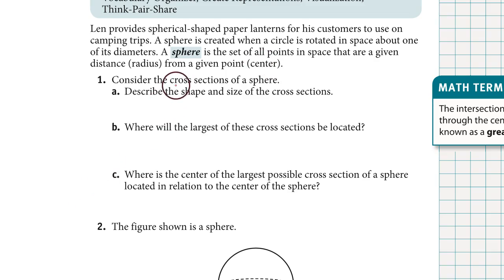Question 1. Let's think about what the cross-sections of a sphere would look like. Imagine slicing through a sphere and then turning it in your hand and looking at the shape that you would see. What would that shape be? It's a circle. If you slice through the equator of a sphere, the cross-section would be the largest possible circle that can be created from that sphere. As you slice through different locations in the sphere, you can change the size of those cross-section circles.